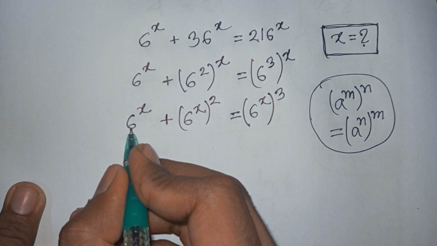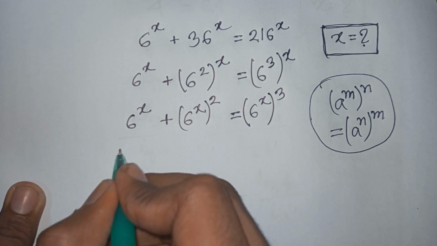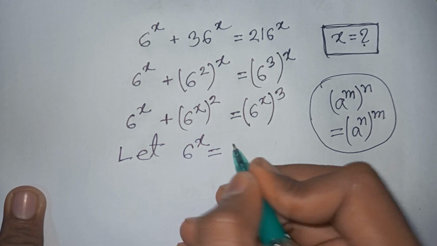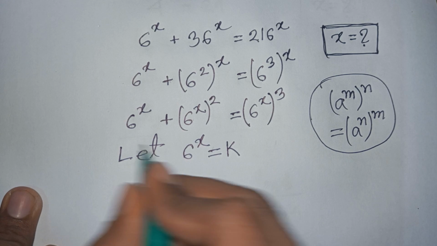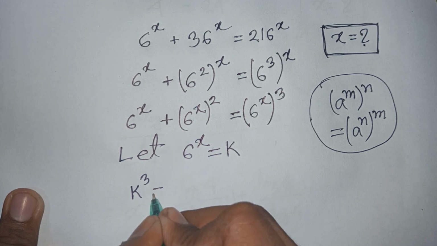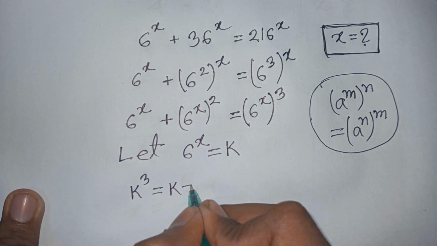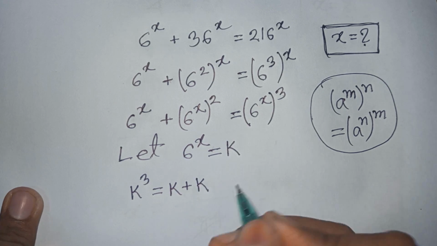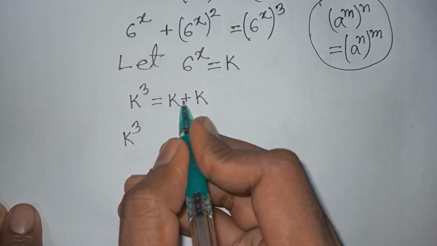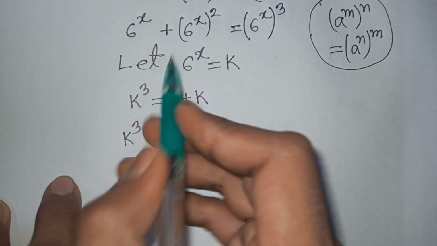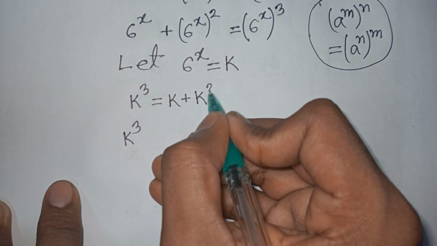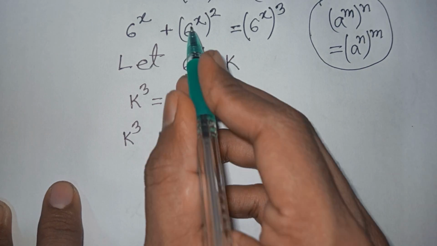Now we see 6^x, 6^x, 6^x, every term is the same. So let 6^x be substituted by k. So this equation will be k^3 is equal to k plus k^2, because 6^x means k.